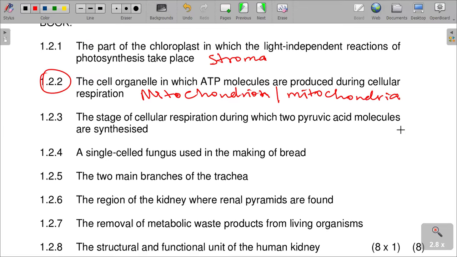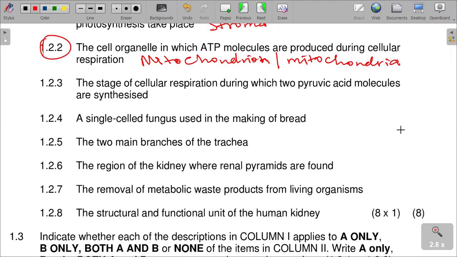And then the stage of cellular respiration during which two pyruvic acid molecules are synthesized. They are synthesized during what? Glycolysis. Glycolysis is the stage of cellular respiration during which two pyruvic acid molecules are synthesized.